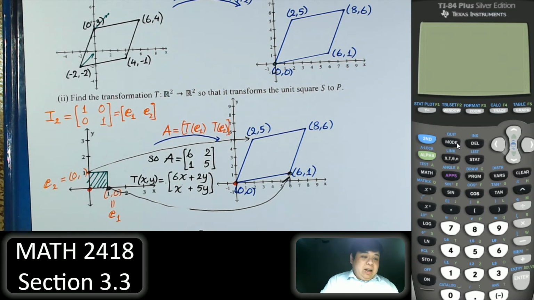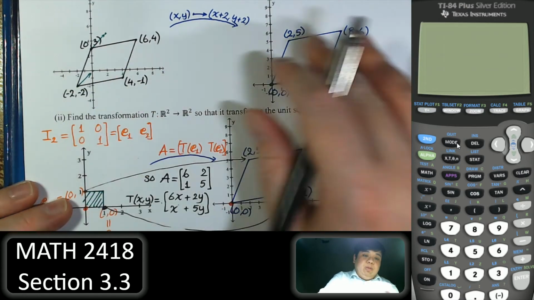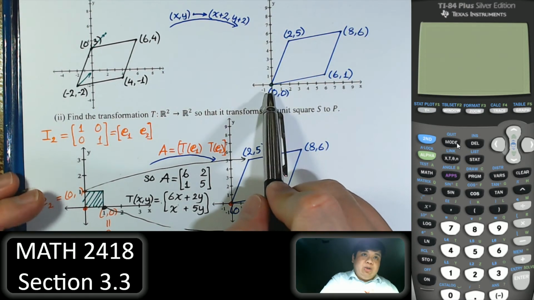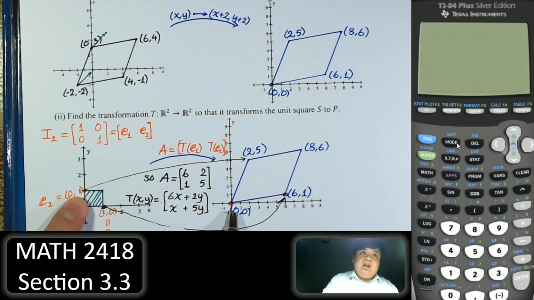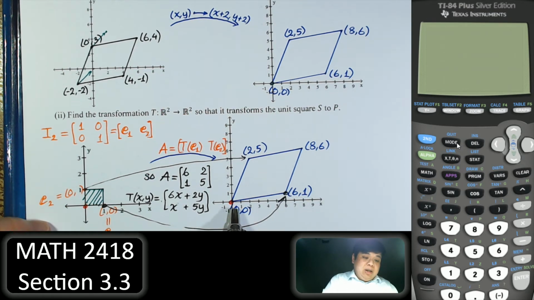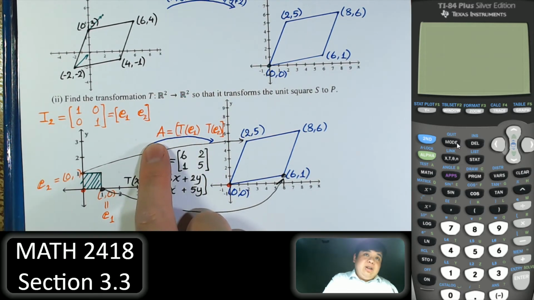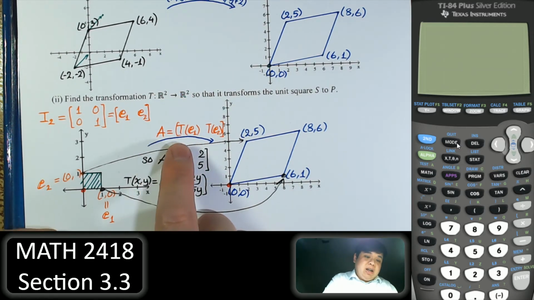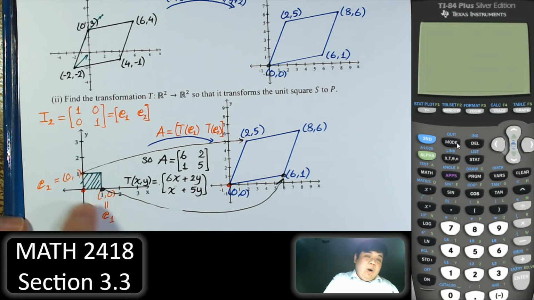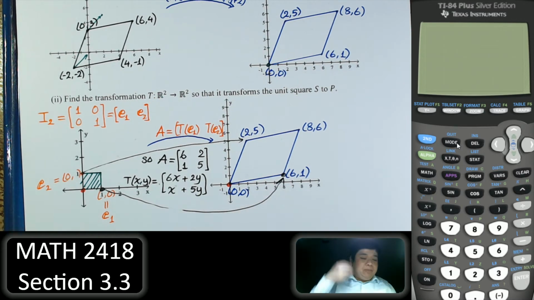So once again, we have to move the parallelogram so that we have 0, 0, so we can map with the unit square. The reason we use the unit square is because from the unit square we have E1 and E2. That's always there. So we can find the matrix for the transformation by transforming those E1 and E2. So that's what we have here.